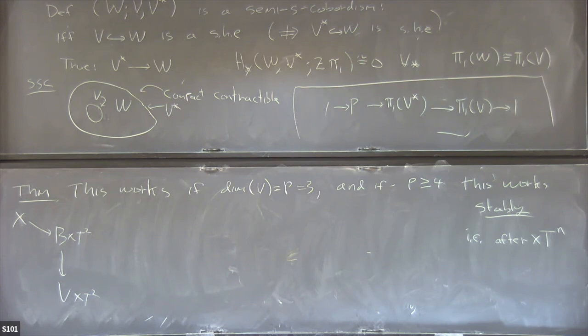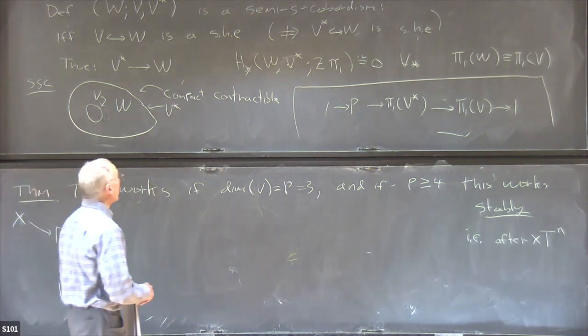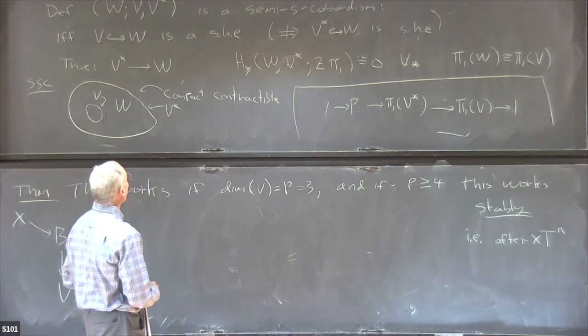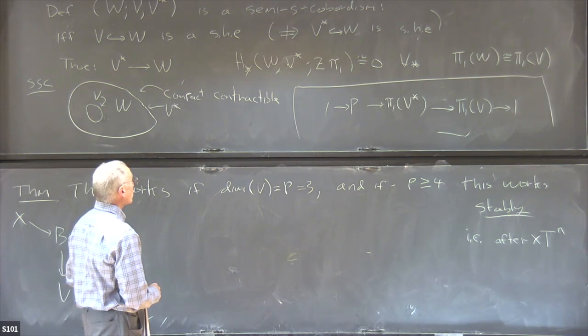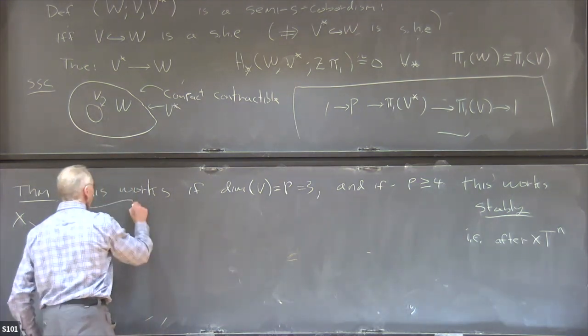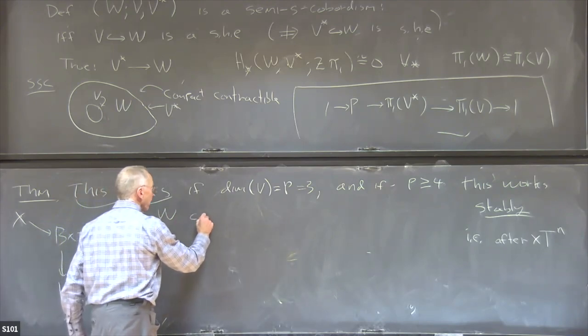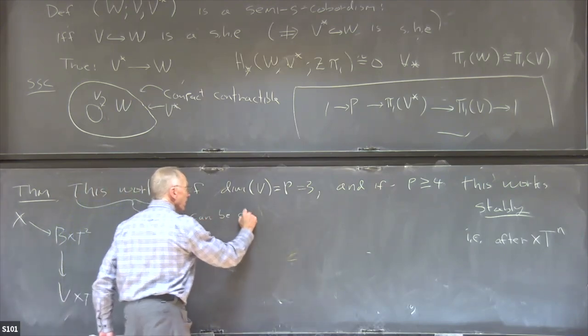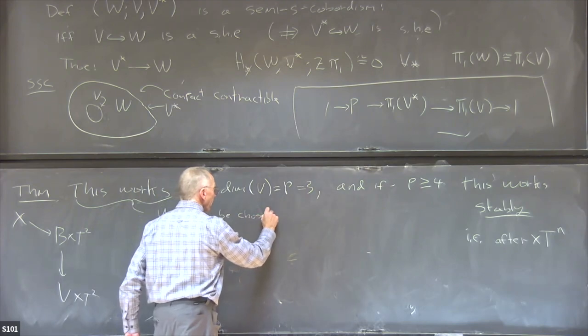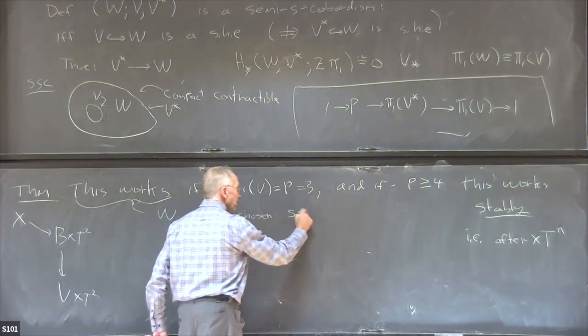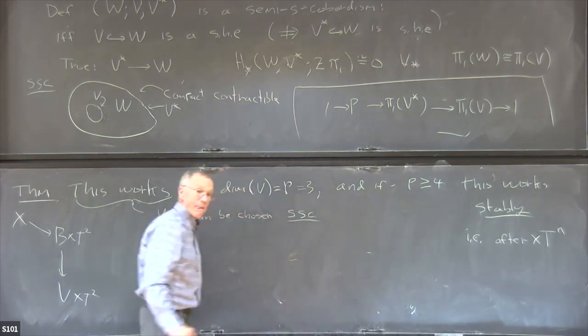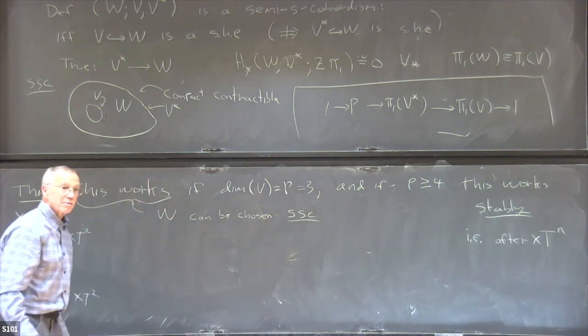Just to ask, when you say this works, you're talking about this extension of the fundamental key, or what exactly is? This works means that W can be chosen. Okay. Semi-cobordism. Not the general cobordism. Any other?